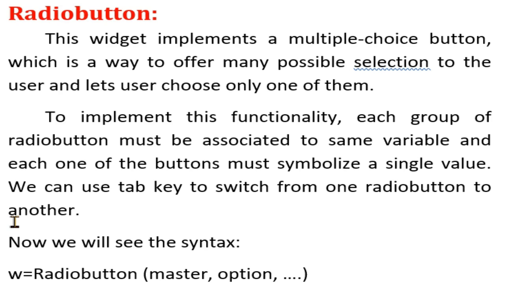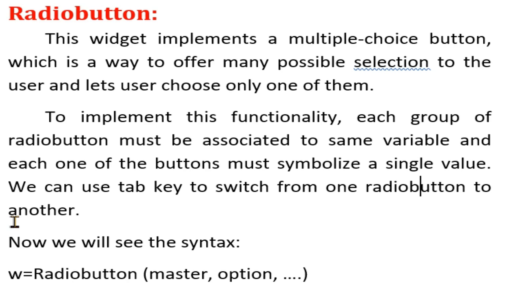And then here you can see that to implement this function, each group of radio buttons must be associated with the same variable. It means that if we press one button, it will give some value. That value will be a string or variable, and all the inputs will be the same. That is what they are saying.